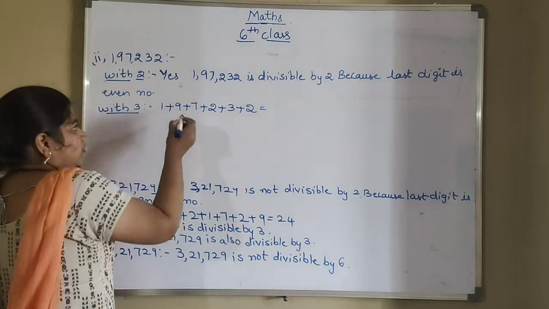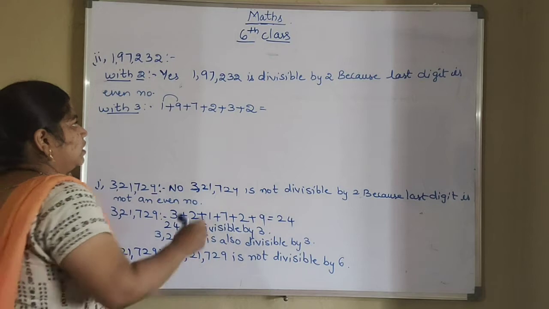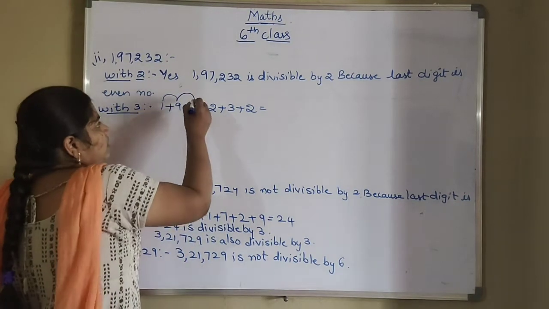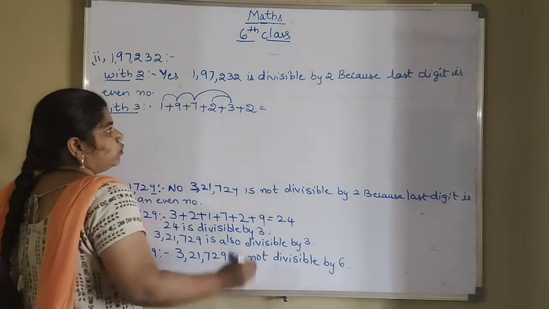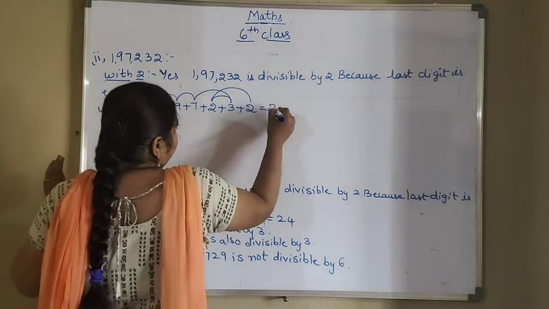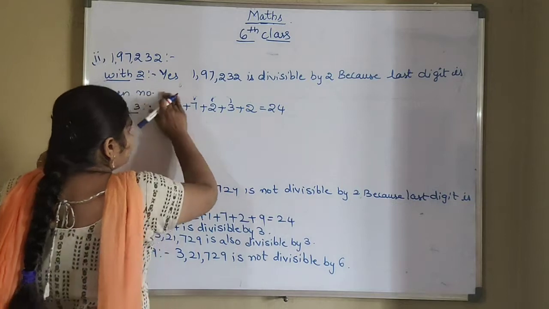So add all these numbers. 9 plus 1 is 10. 10 plus 7 is 17. 17 plus 3 is 20. 20 plus 2 is 22. 22 plus 2 is 24. So 24 is a multiple of 3.